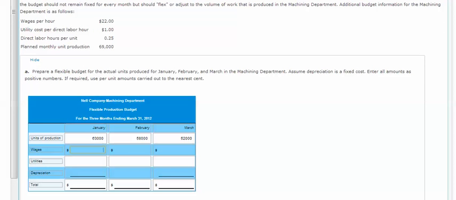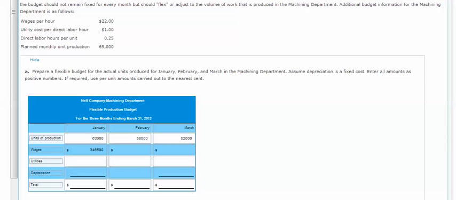Now, our wages, it says our wages per hour are $22. So we can say $22 per hour, but this gives me production units, doesn't give me hours, but it does tell me my direct labor hours per unit is 0.25. So I can multiply the 63,000 times 0.25, and that tells me that I have 15,750 hours times $22. So that would be 346,500.